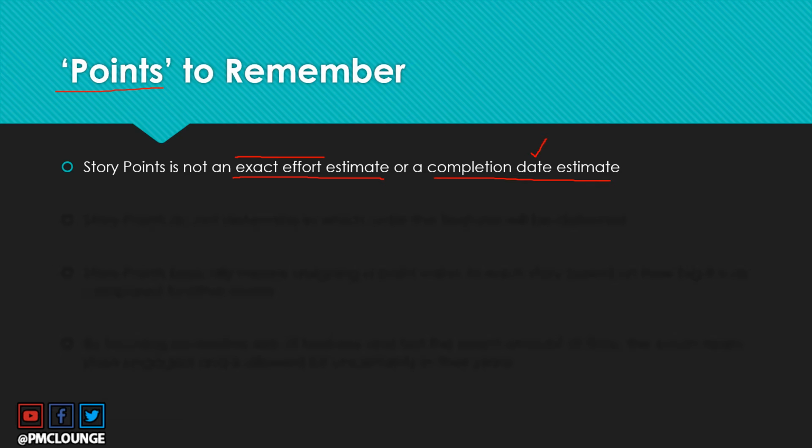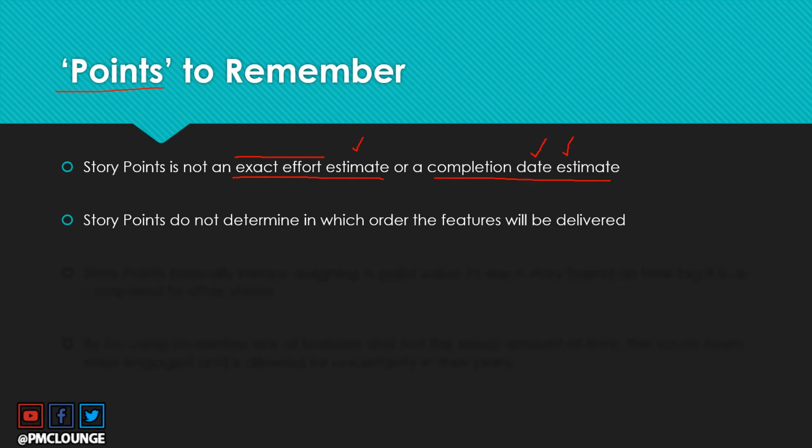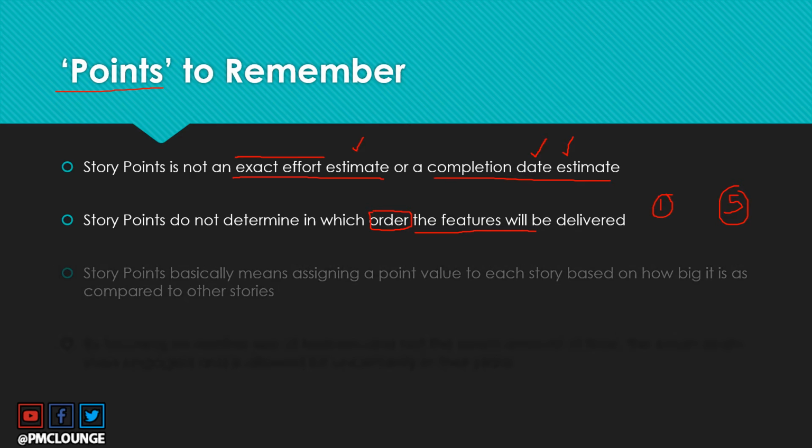So story points is not an exact effort estimate. It is not even a completion date estimate. It is also not used to determine which order the features will be delivered. Just because a user story has a story point of 1 and the other one has a story point of 5, it doesn't mean that 1 will be something that the team will work on first, or that 5 is something the team is going to work on first. No. Story points are not used to determine the order in which the features will be worked upon by the development team.